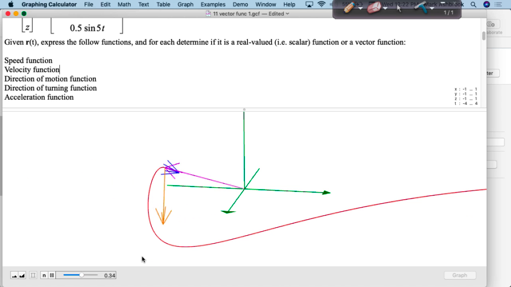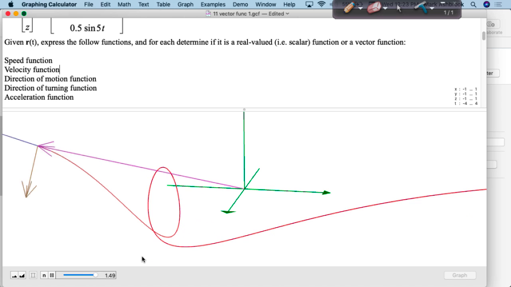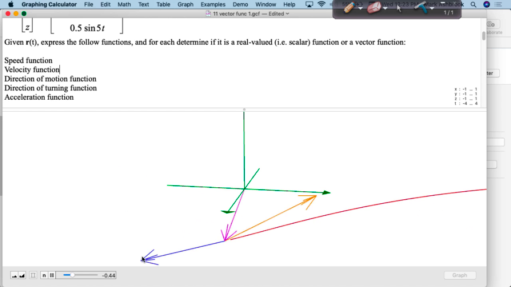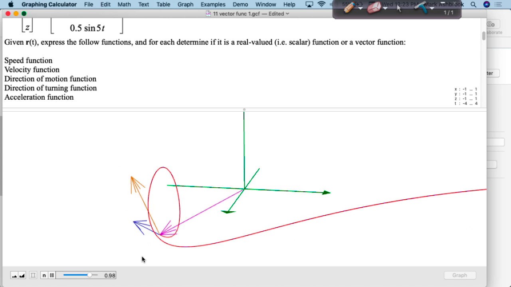Does it seem to be the acceleration, and why? Yeah. Because when it's turning, it's orthogonal, and when it's going straight, it's in the direction of. Okay. So right now it's turning, but also, how is it turning?